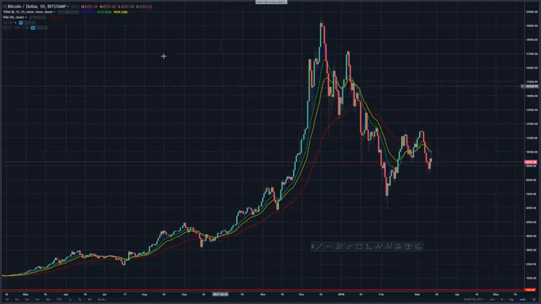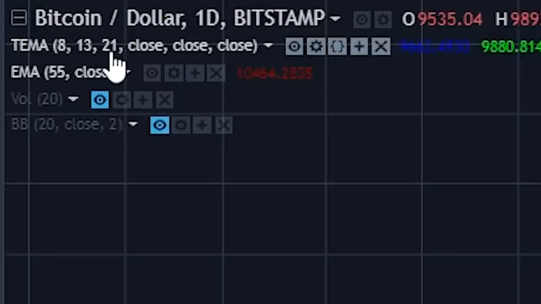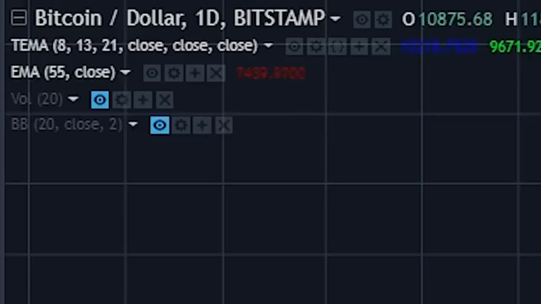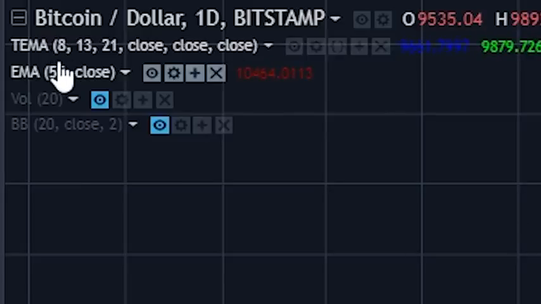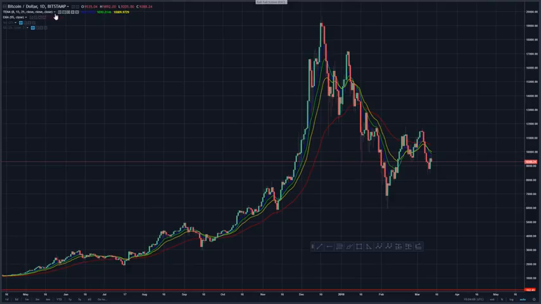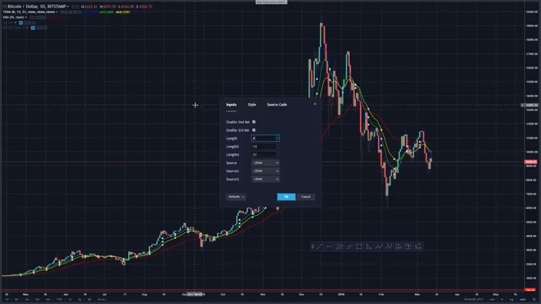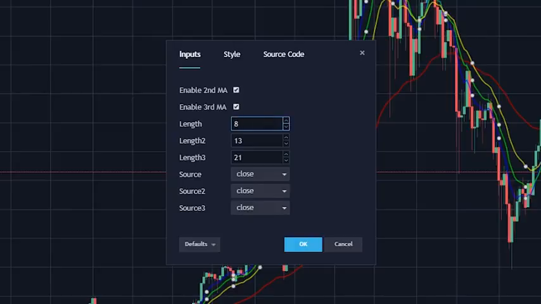So the values I have set in place are as such: 8, 13, 21, and 55. So each line represents 8 days or 8 increments behind, 13 increments, 21 increments, and 55 increments. How to set this up? Under each of these tools, there is a wheel icon. You click that, it'll bring you to this chart. You can adjust your lengths.